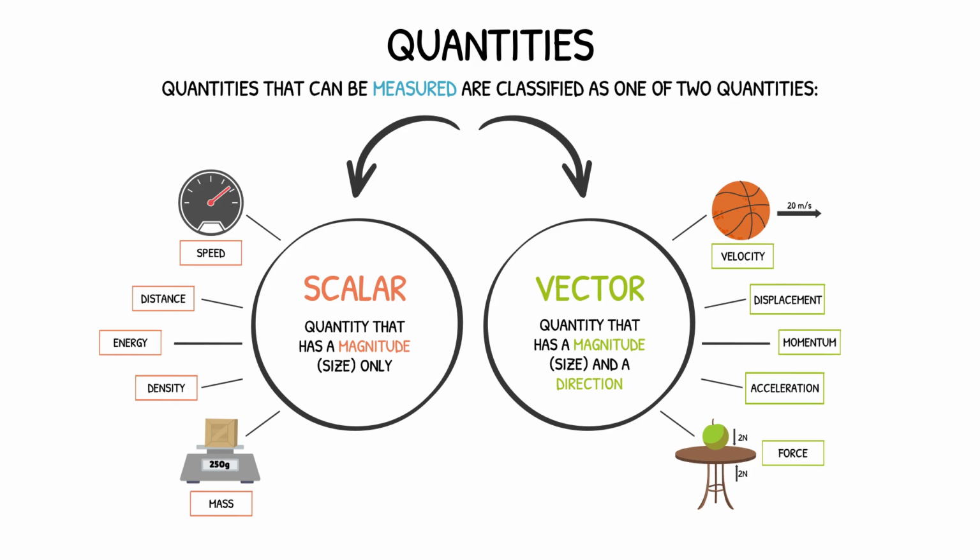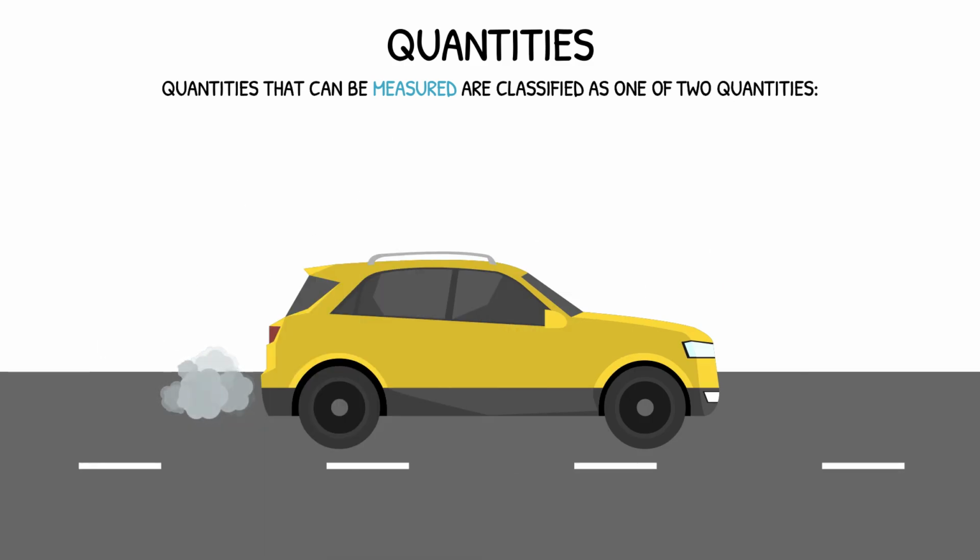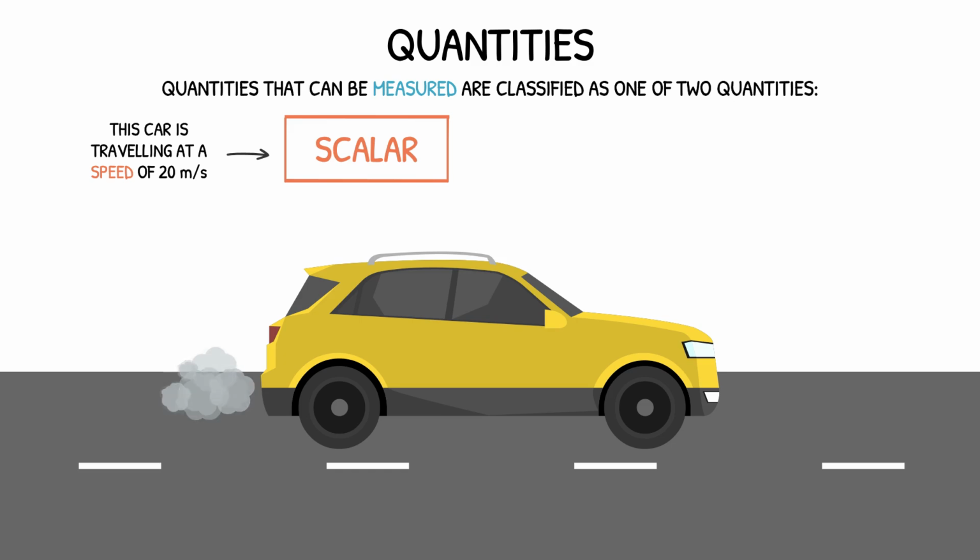Let's explore this concept further with a few examples. Here we have a moving car. If I were to tell you that this car were travelling at a speed of 20 meters per second, then this would be an example of a scalar quantity. This quantity tells us how quickly the car is moving, but does not specify a direction. Therefore, our quantity has a magnitude, but does not have direction. In this example, our magnitude is 20 meters per second.